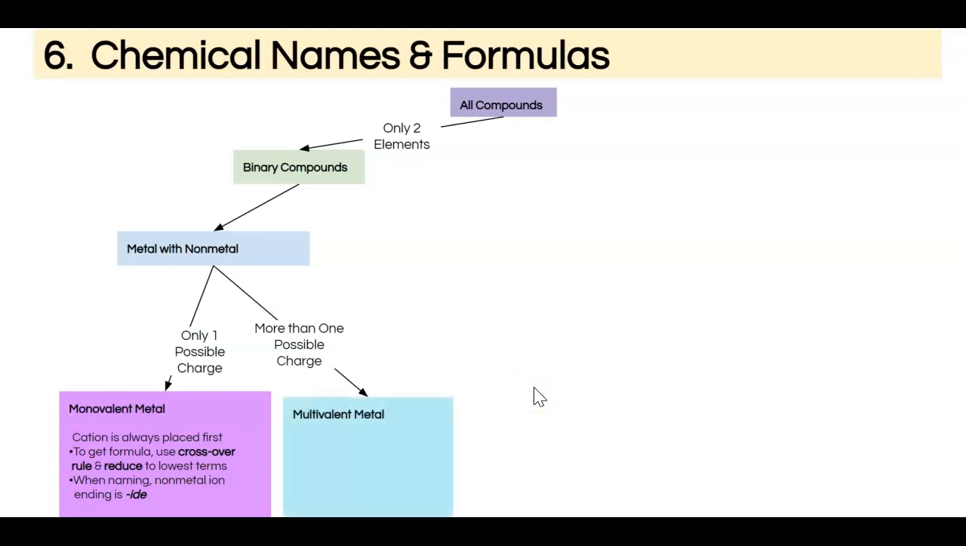What we're going to talk about next, however, are our multivalent metals, right? What do we do? What are the rules that govern how we name compounds that contain those multivalent metals, those metals with more than one possible charge? That is what we're going to do today.